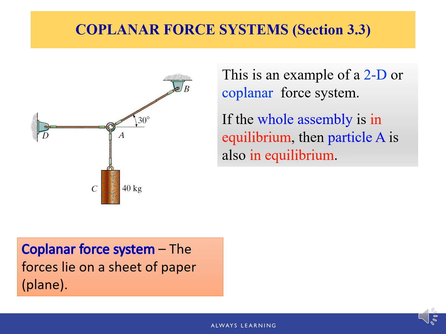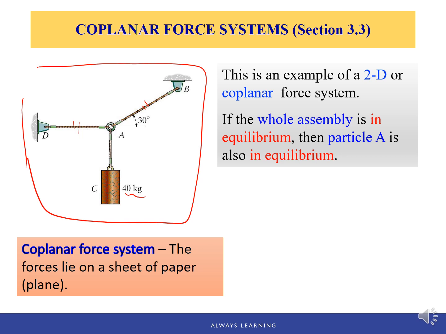Usually you will have one force given, or in this example, we have the weight given here. And we will be looking for the force or forces developed within the cables AD and AB. So let's clarify one thing. If the whole assembly is in equilibrium, then particle A is also in equilibrium. Basically, if the whole assembly is in equilibrium, then any point, any part of the system is also in equilibrium.